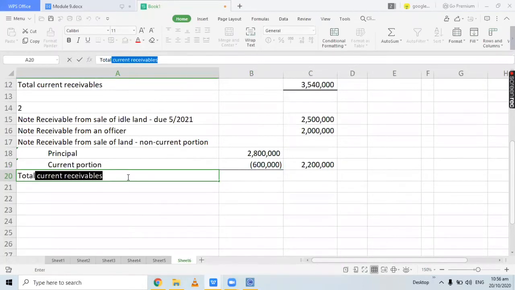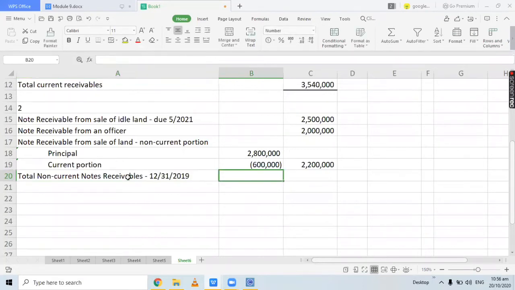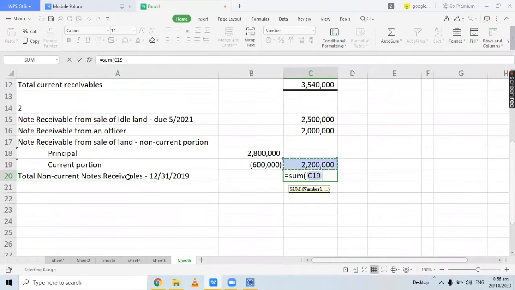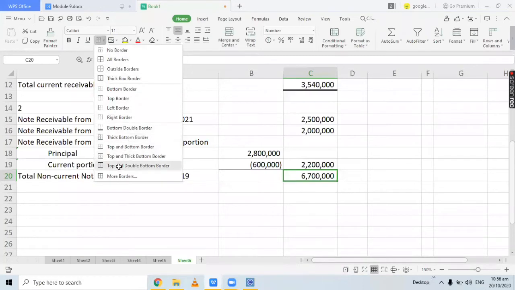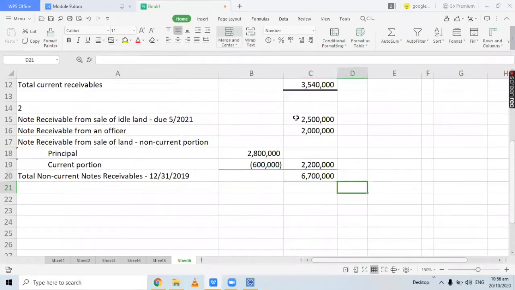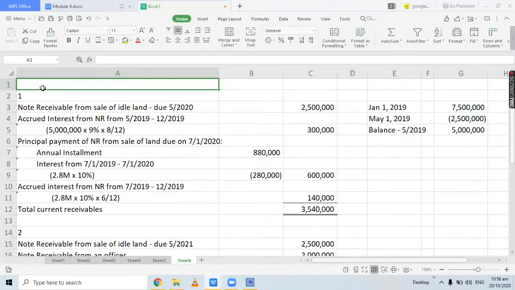Get the total non-current receivables. Notes receivable. Kasi lahat naman sila notes receivable. As of December 31, 2019, $6,700,000. And we're done with problem 6-6.